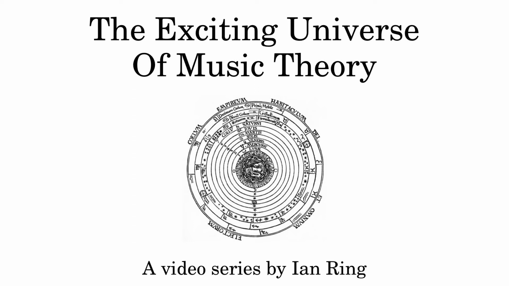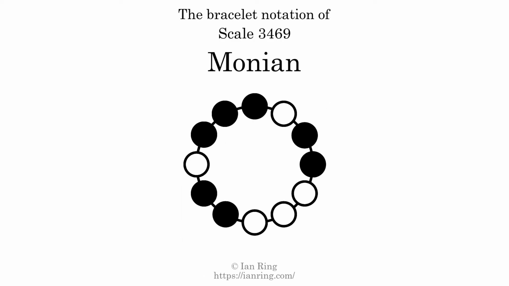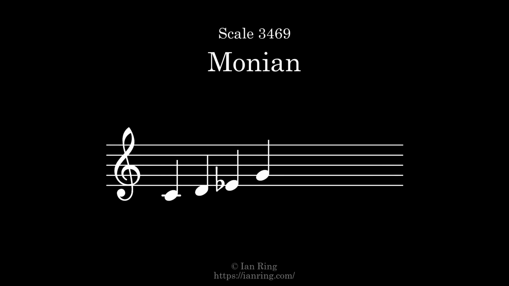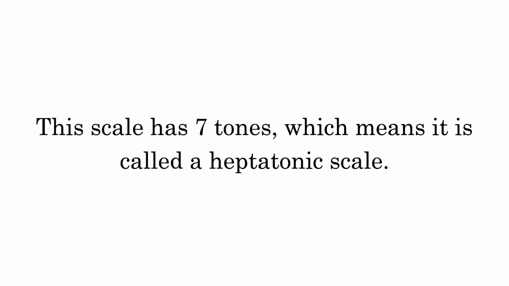Welcome to the exciting universe of music theory. Are you ready to learn? Then let's begin. Today we will talk about scale 3469, Monian, which sounds like this. This scale has 7 tones, which means it is called a heptatonic scale.